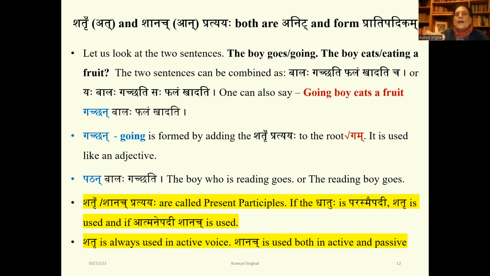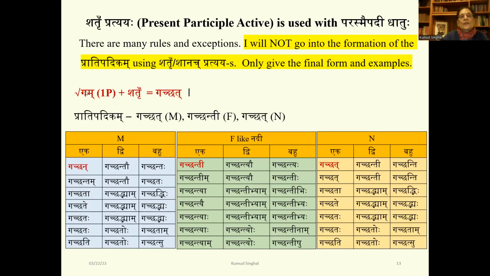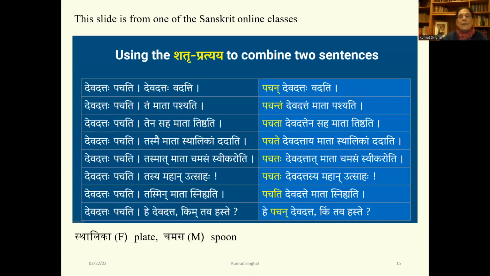But Shatr and Shanach form pratipadikams. If you add Shatr to the dhatu gam, it forms the pratipadikam gachat. Since they act more like adjectives, in masculine they will decline like gachat, or dhimat, and in feminine it is like nadi. The feminine pratipadikam is gachanti, and it will decline like nadi. In neuter it declines differently. So here you will have all the forms, that's why in this example you have all the 12 forms.